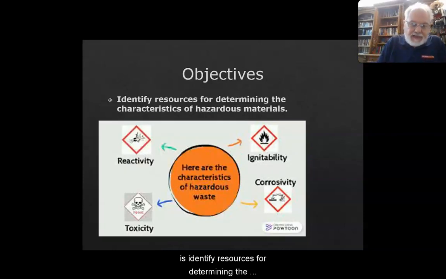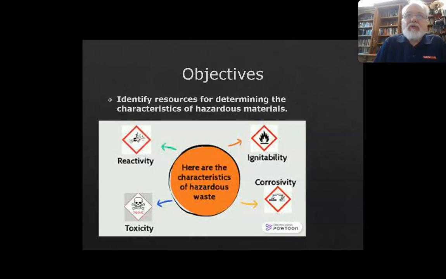The third objective is identify resources for determining the characteristics of hazardous materials. The first one is the Safety Data Sheets, SDS, formerly known as Material Safety Data Sheets, MSDS. Number 2, the chemical databases and websites. Number 3, regulatory agencies like OSHA, Occupational Safety and Health Administration, EPA, the Environmental Protection Agency, and DOT, the Department of Transportation.